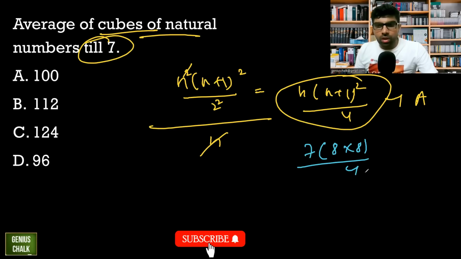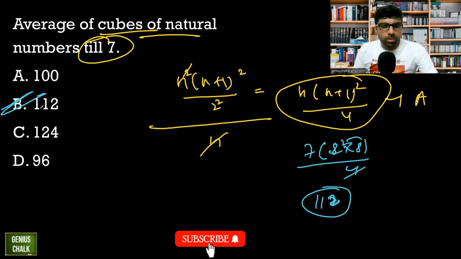Right. So this is how much? 4 2s are 16, 7s are 112. So this is option B.